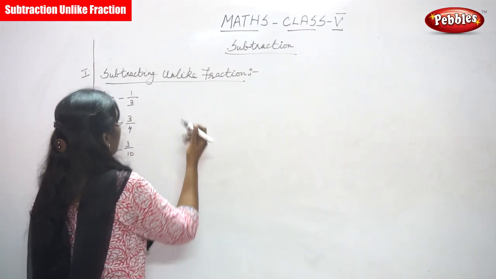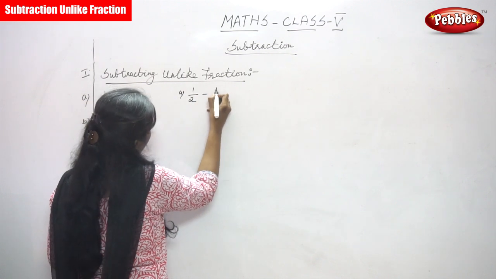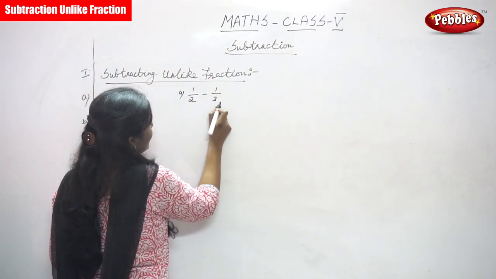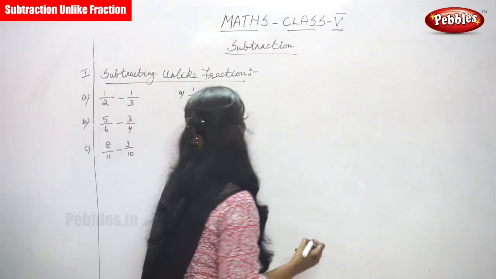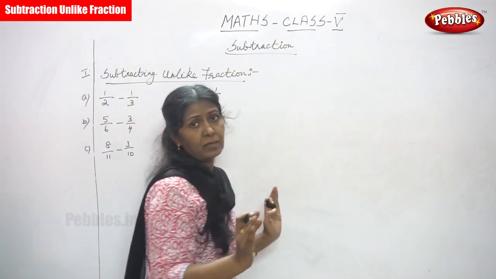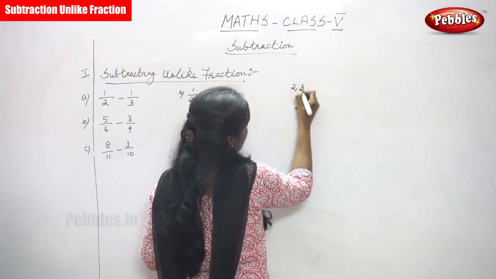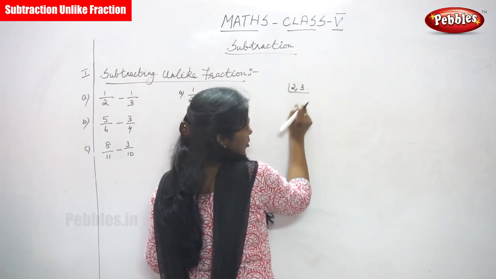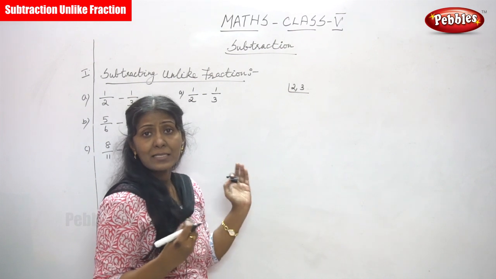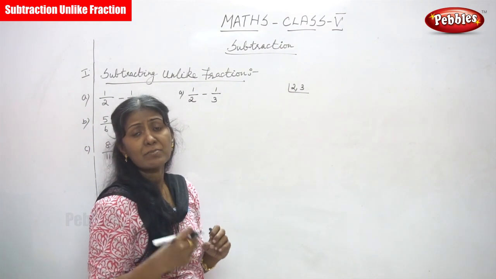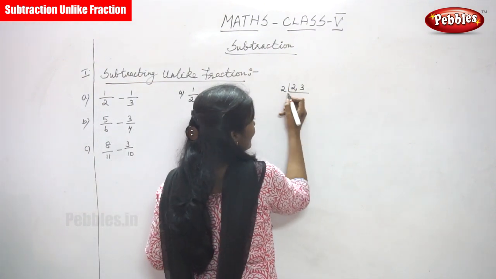The first one is 1 by 2 minus 1 by 3. So if the denominators are different, you have to take the LCM, that you know very well. The same addition pattern, but you are subtracting, that's all. So 2, 3: this is an even number, this is an odd number. If you have numbers like this, you just multiply, this is enough. Otherwise you can do the same LCM pattern.